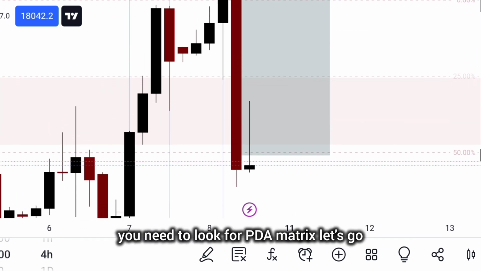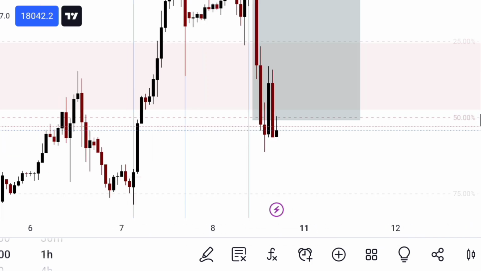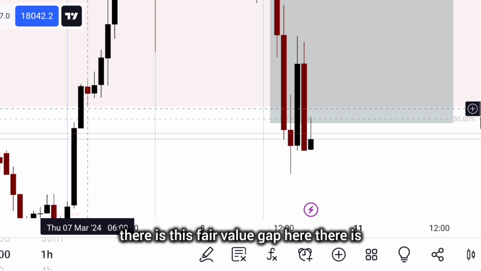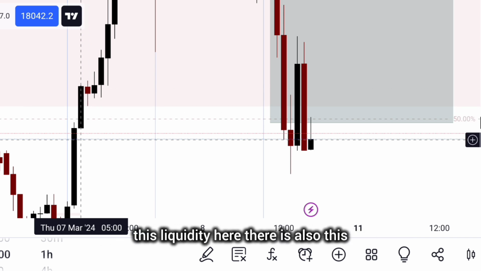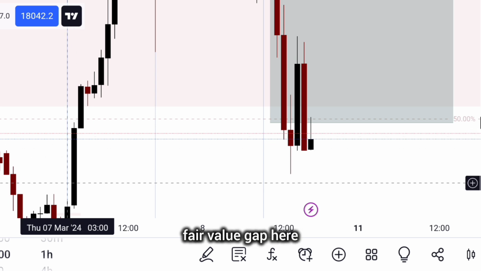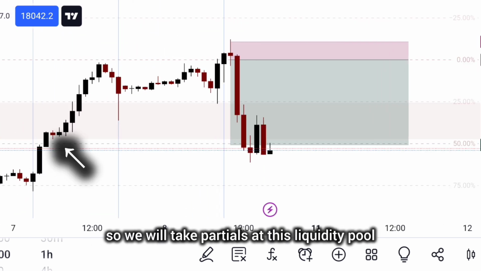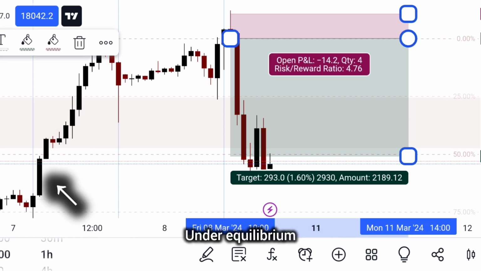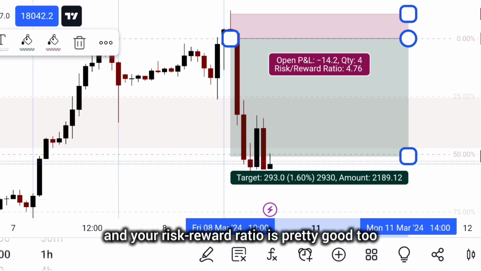You need to look for PDA matrix. Let's go in lower time frames. There is this fair value gap here, there is this liquidity here, and there is also this fair value gap here. So we will take partials at this liquidity pool and in this fair value gap under equilibrium. All of them are good targets. Your risk reward ratio is pretty good too.